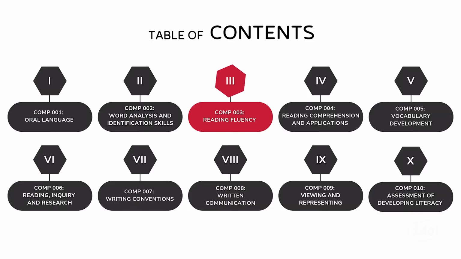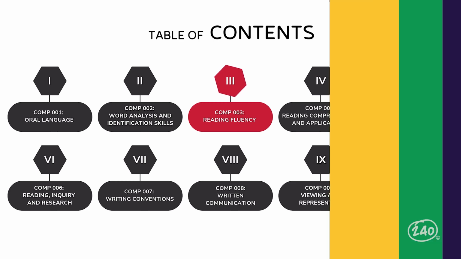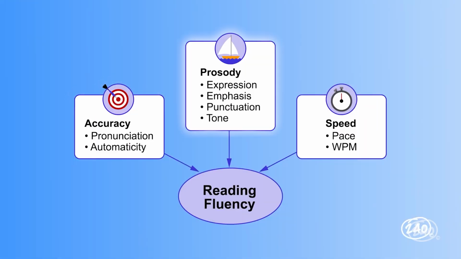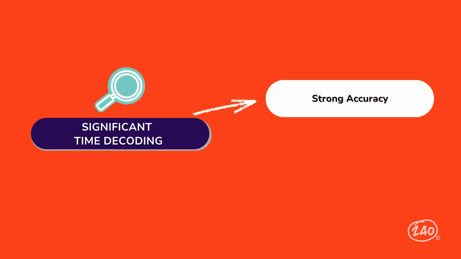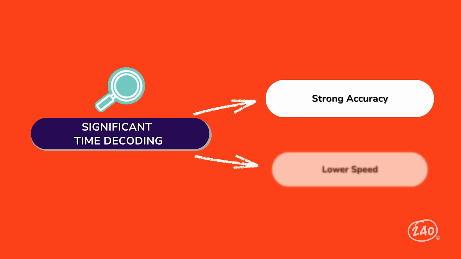Competency 3 is reading fluency. Do you know the three components of fluency? There are accuracy, prosody, and speed. You might be asked a question about automaticity, which is the ability to read words effortlessly. For example, a student may spend a significant amount of time decoding words to have a strong accuracy, but this would lower their speed. Students need to develop their automaticity to be truly fluent readers.